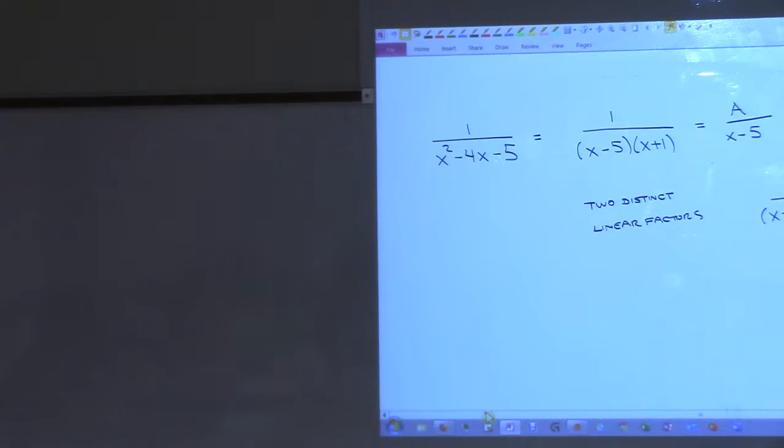How are we doing on time? Okay. I know it's been a whole course ago, but how do I find A and B?